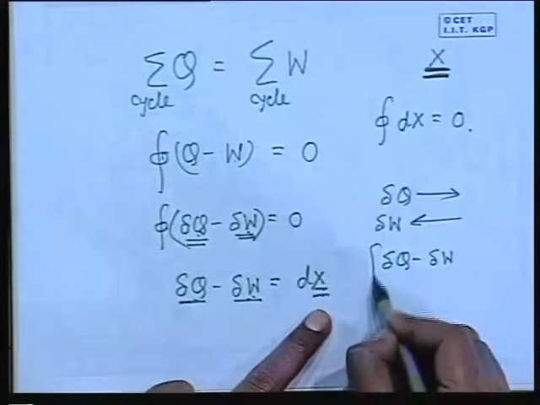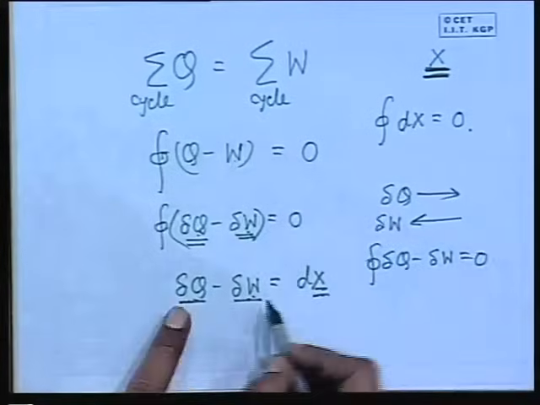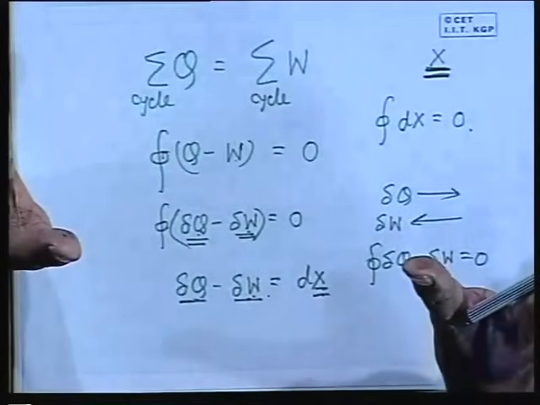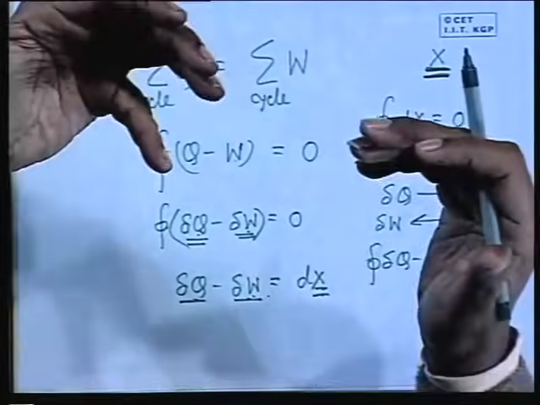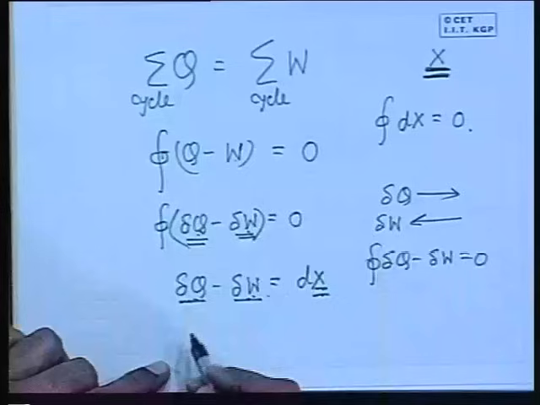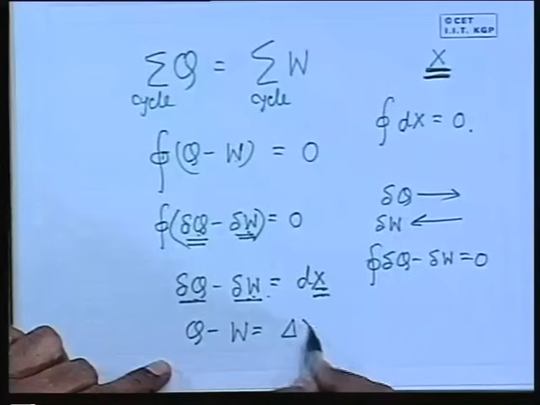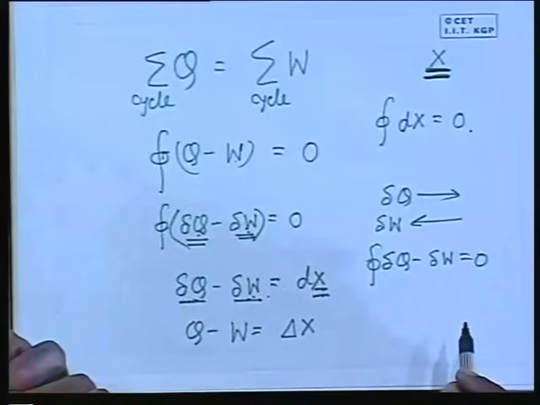But its cyclic integral is 0. But now at least we know that their difference is a point function. That means if you convert this statement to a finite process, then you can write q minus w is delta x. X is a property.